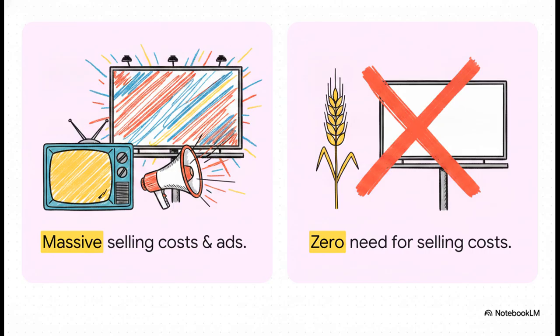But the price takers in perfect competition, they spend absolutely zero on selling costs. Why on earth would a farmer pay for a billboard to advertise their wheat when it's perfectly identical to the wheat grown by the thousands of farmers down the road? Buyers aren't going to pay a premium for identical grain, so there's simply no need to advertise.